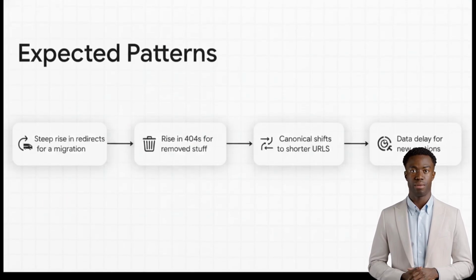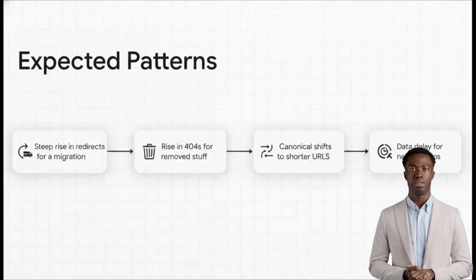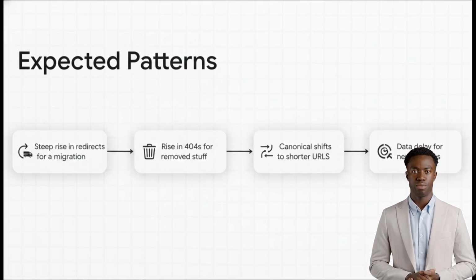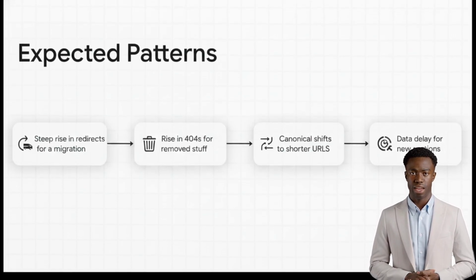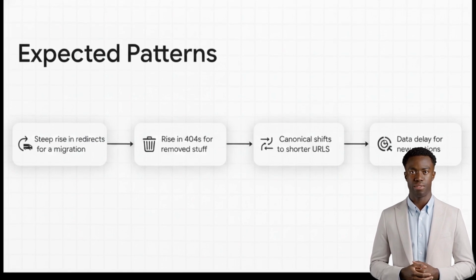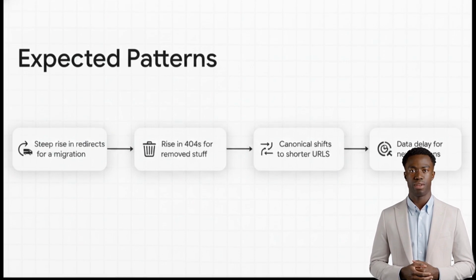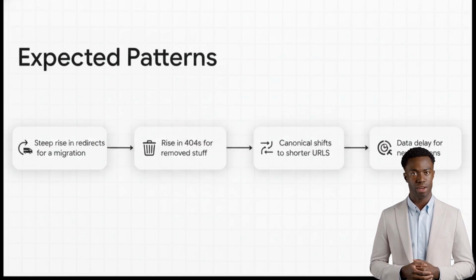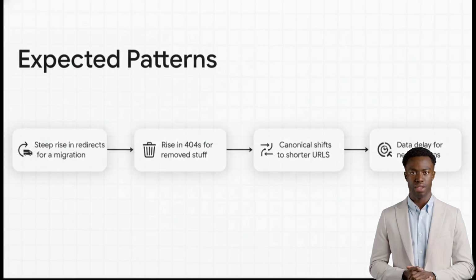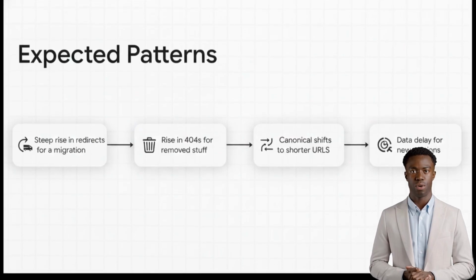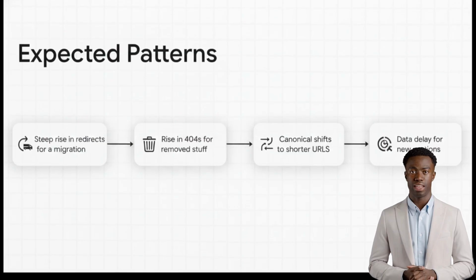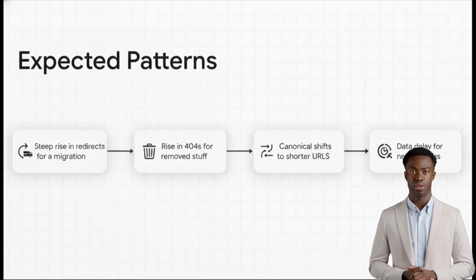Let's look at some of these expected migration and content patterns. If you execute a site move, you should absolutely expect a steep rise in redirects. That is a perfectly healthy pattern. If you remove categories, well, you expect 404s. You might even see canonical shifts. For example, if you've got a super long URL, but everyone on the internet links to a shorter, cleaner version of it, Google might just decide, hey, we're going to make the shorter one the canonical version. Totally normal. And if you launch a new section, expect temporary data delays before it's actually indexed.